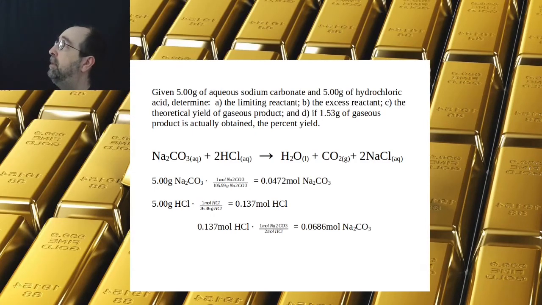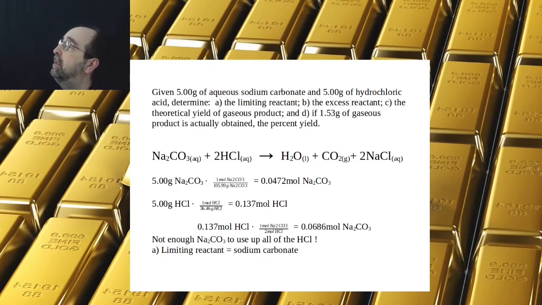I would need 0.06 moles of sodium carbonate to use up all of the HCl, but we were only given 0.04 moles of Na2CO3. From that, we should conclude that we're going to run out of the Na2CO3, the sodium carbonate. And what does that mean? There's not enough sodium carbonate to use up all the hydrochloric acid. And that actually answers part A for us. Part A, the limiting reactant is sodium carbonate.